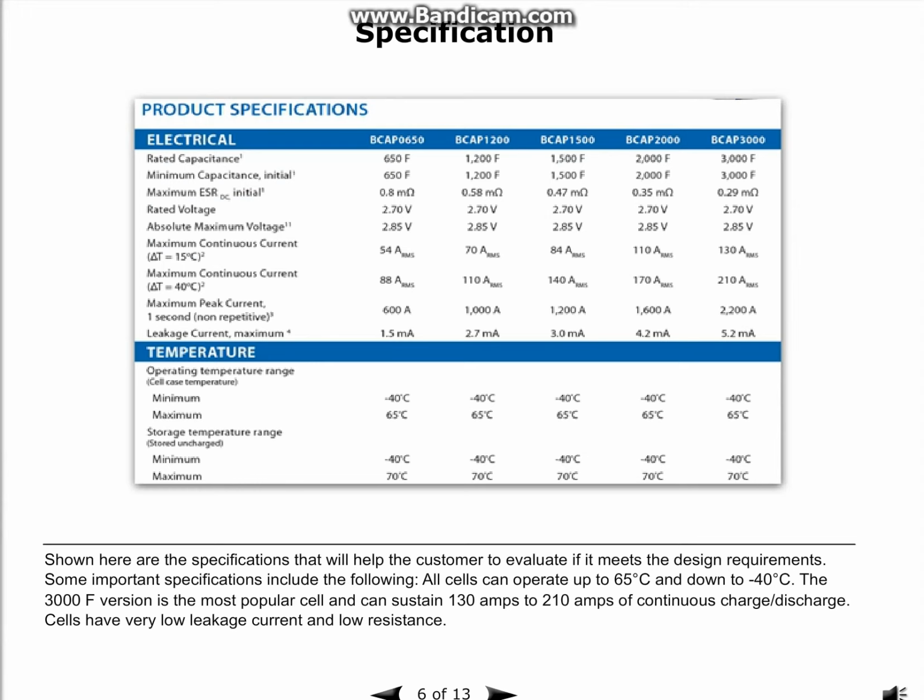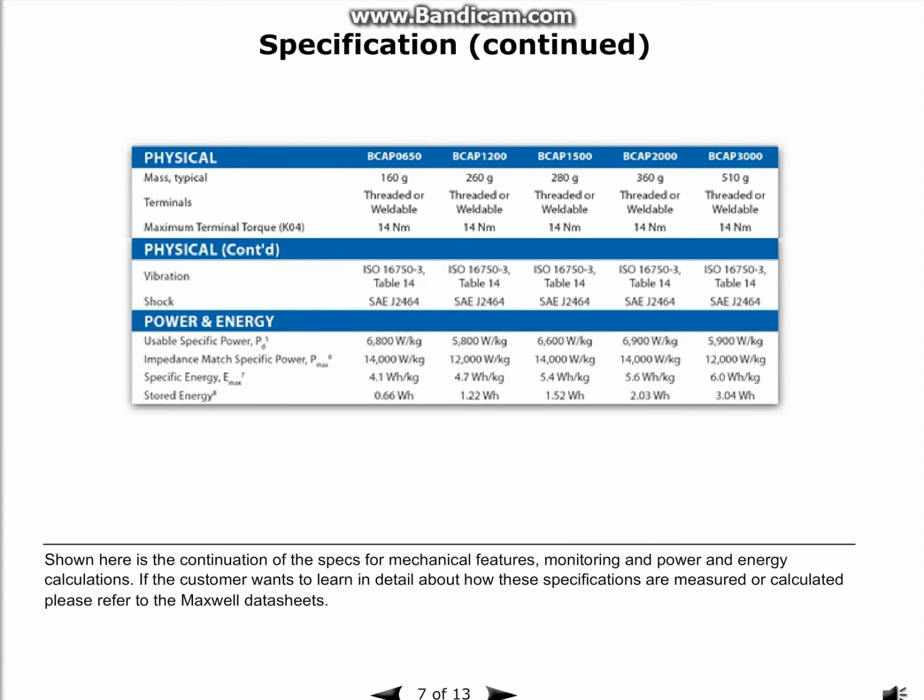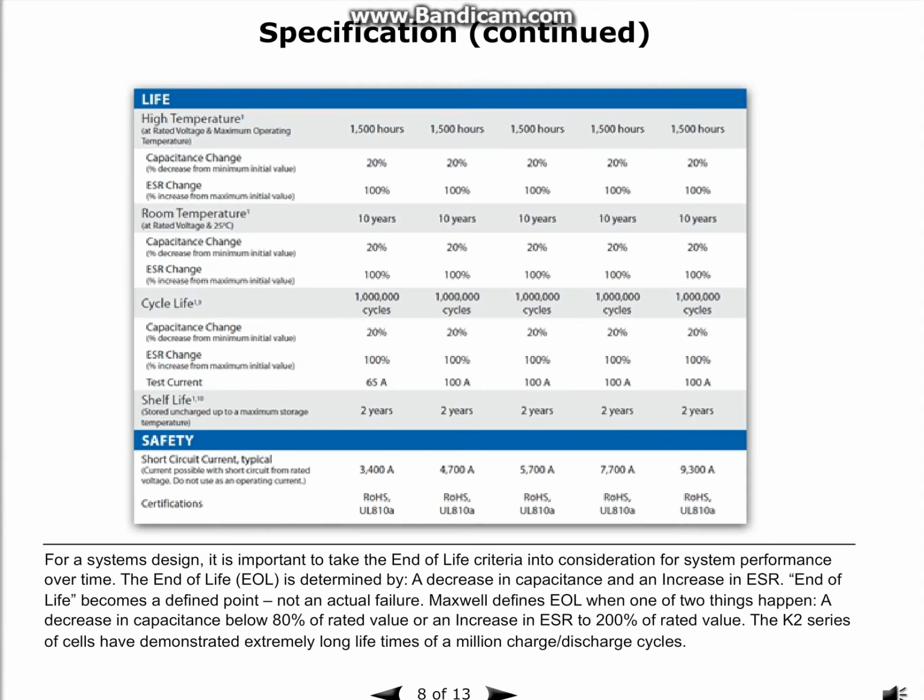Typical applications include hybrid diesel-electric buses, industrial backup power, telecommunications, mining and construction equipment, trains, trams, subway trolleys, grid stabilization, and utility vehicles. Shown here are the specifications that will help the customer to evaluate if it meets the design requirements. Some important specifications include the following. All cells can operate up to 65 degrees Celsius and down to -40 degrees Celsius. The 3000 farad version is the most popular cell and can sustain 130 amps to 210 amps of continuous charge-discharge. Cells have very low leakage currents and low resistance.